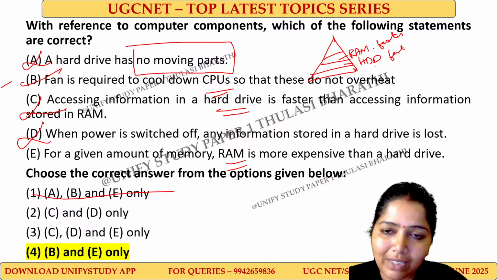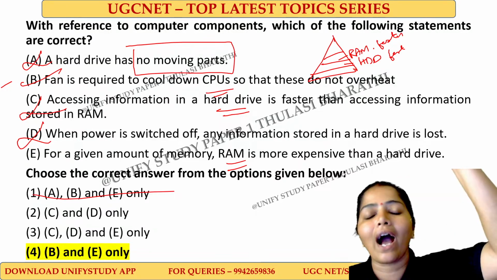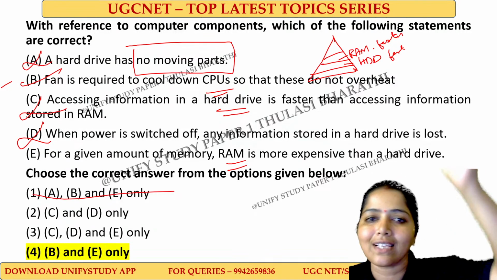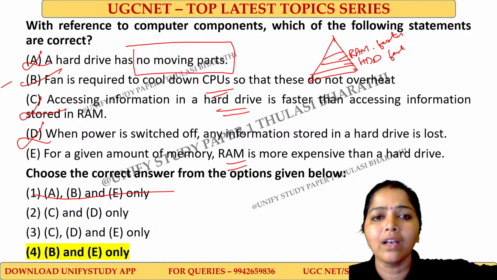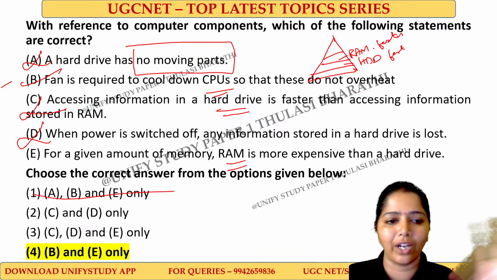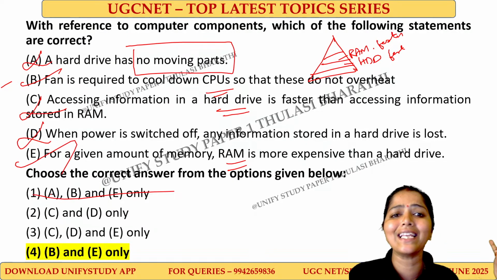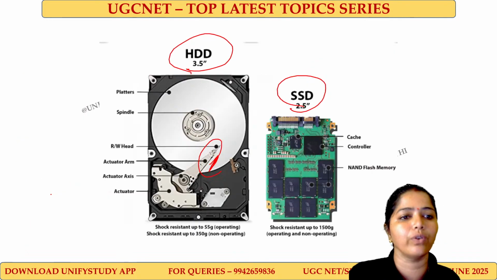For a given amount of memory, RAM is more expensive. Yes, with respect to cost, when you move higher in the hierarchy, this is costlier and this is cheaper. You can take the reference of that comparison slide and you can do it. Option B and D is the right answer. Very good, very good. Next question.